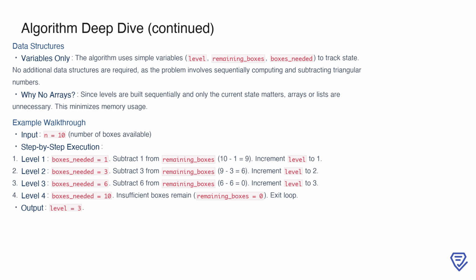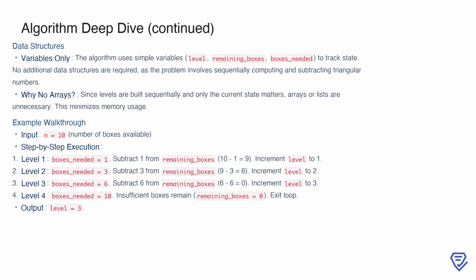This algorithm relies on simple variables to manage its state, making it both efficient and memory-friendly. The key variables are level, which tracks how many levels have been completed, remaining_boxes, which keeps count of the boxes left, and boxes_needed, which calculates the number of boxes required for the next level. Since the problem only involves sequentially building levels and doesn't require tracking past states, there's no need for arrays or other data structures. This keeps memory usage minimal.